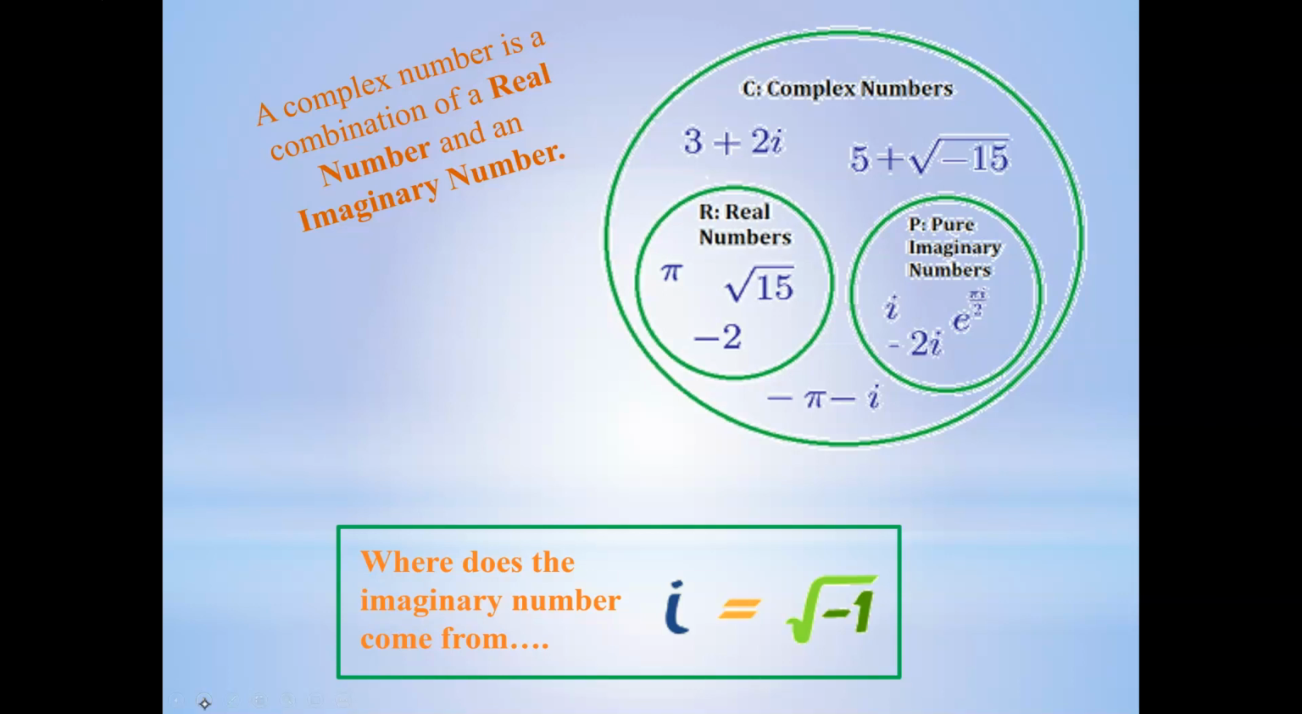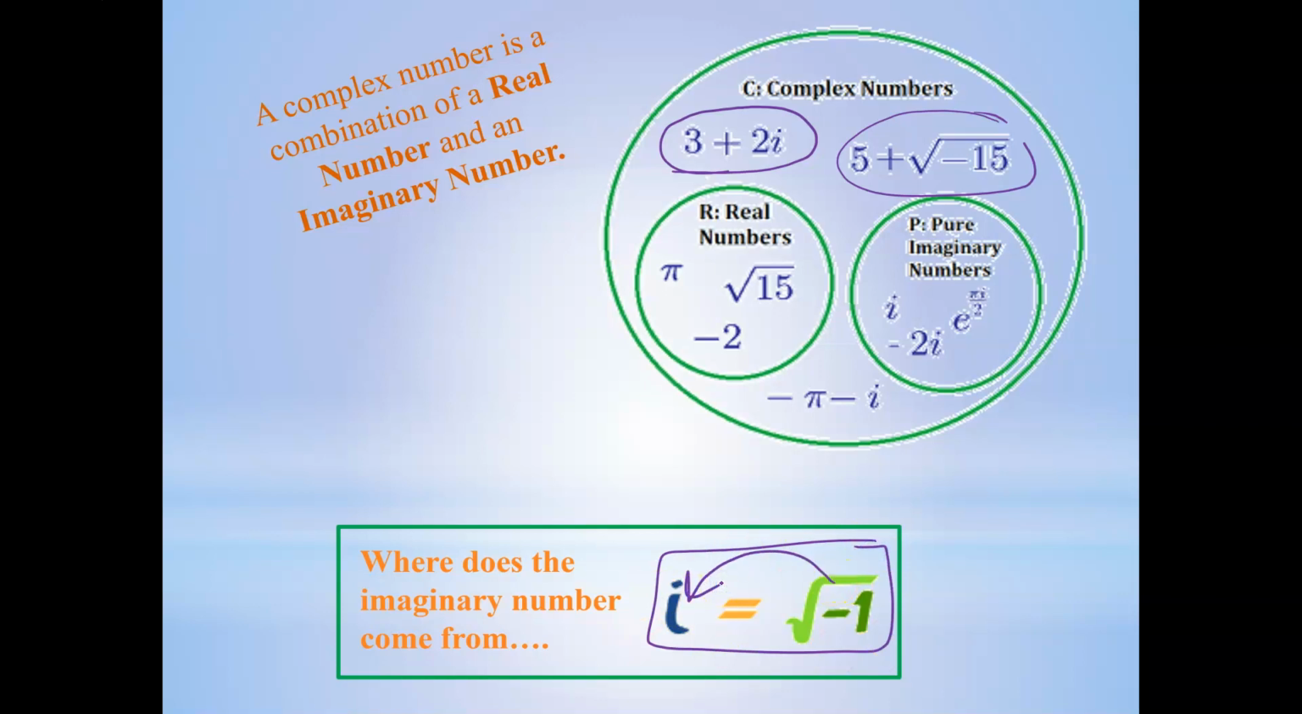So an example of a complex number would be 3 plus 2i, or 5 plus the square root of -15, because the square root of -15 will have that i, okay? So anytime you take the square root of a negative number, you are going into the realm of imaginary numbers, okay? So where do imaginary numbers come from? Like I said, if you take the square root of a negative number, you get an imaginary number, okay? Now, i by itself is just the square root of -1, okay?